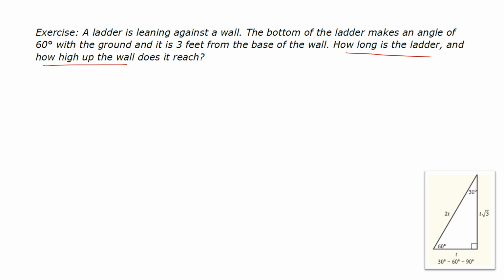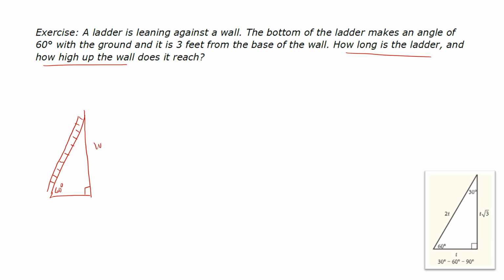So let's draw a visual to help us out. And again, I'm going to draw the visual to match our image in the corner. So we have a ladder that's leaning on a wall. Let's draw our ladder here, and it's leaning on a wall. And the bottom of the ladder makes an angle of 60 degrees with the ground. So this right here is 60 degrees. And it is 3 feet from the base of the wall.